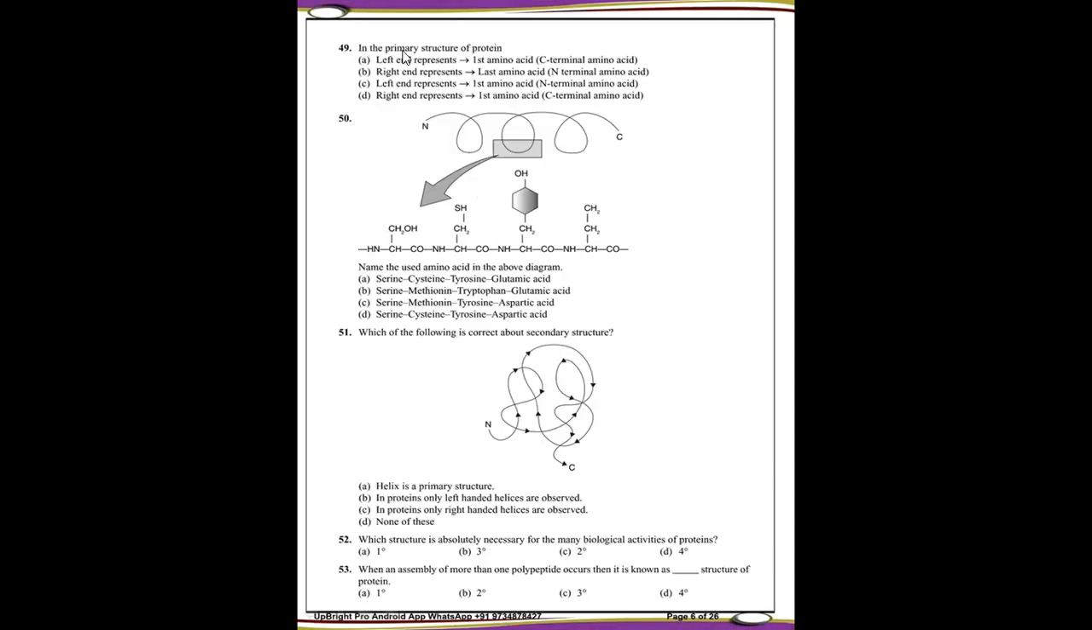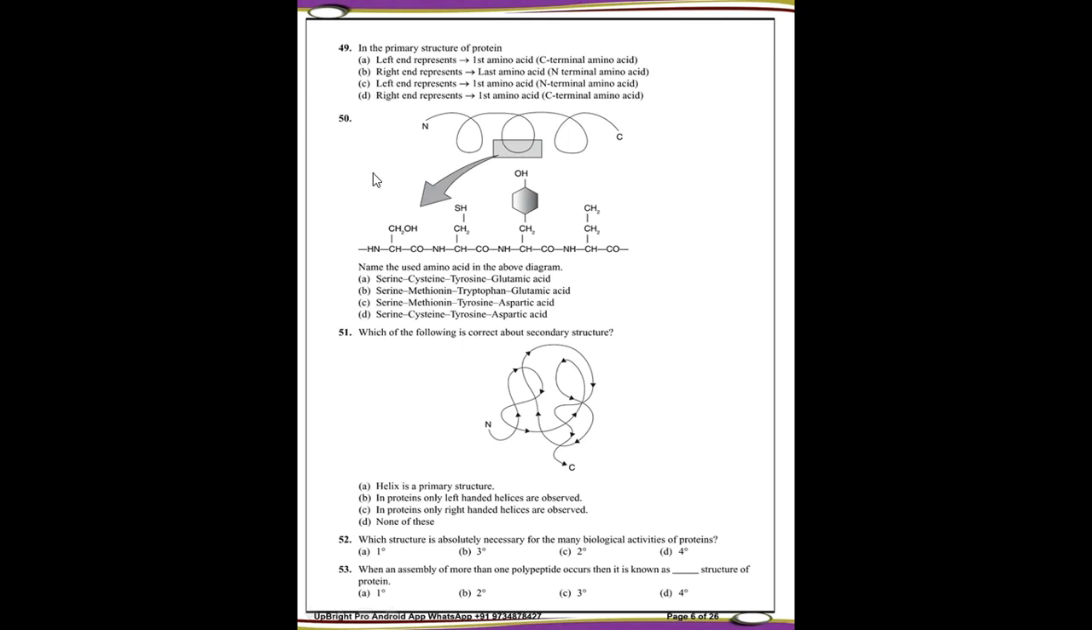49. In the primary structure of proteins, the left end represents the first amino acid, which is the N terminus. The right end represents the last amino acid, the C terminus. The other options are false. C. The left end of the primary structure of protein represents the first amino acid, which is the N terminus. So for 49, the answer is C.